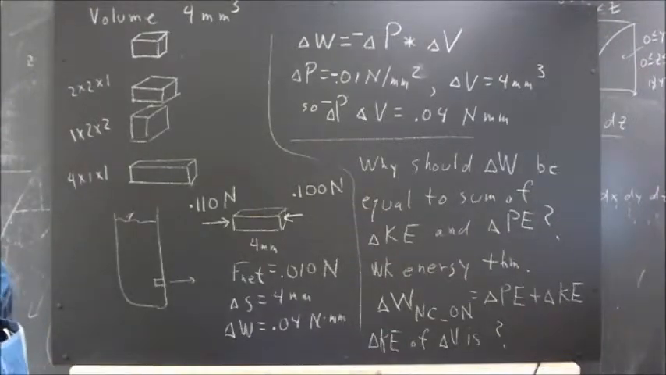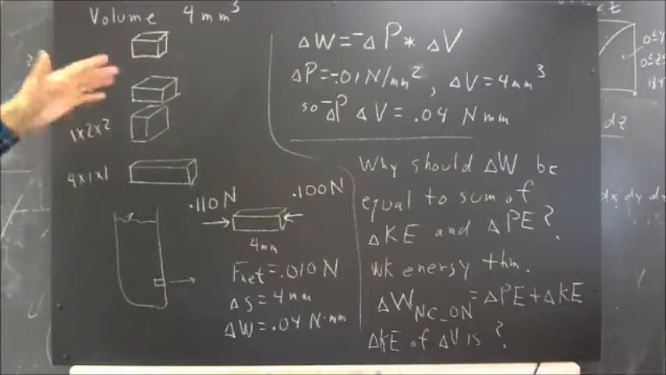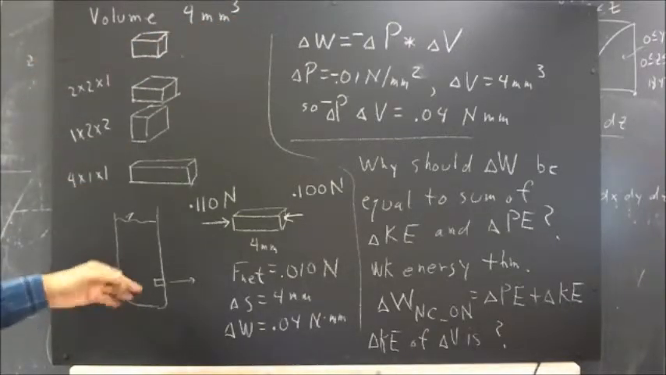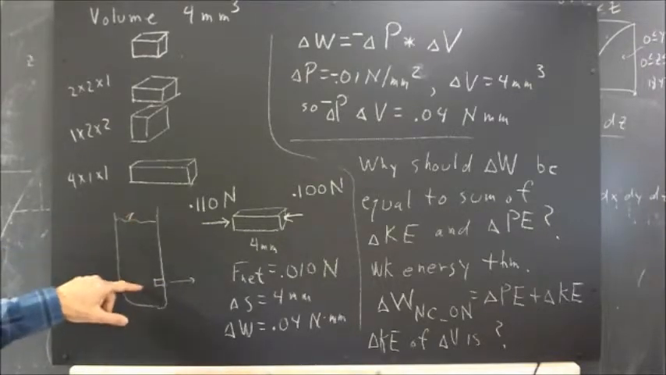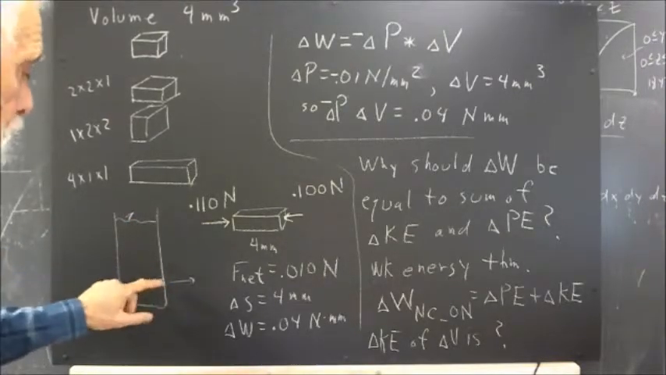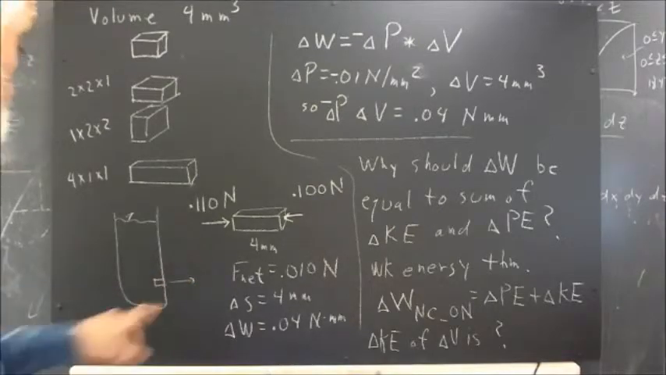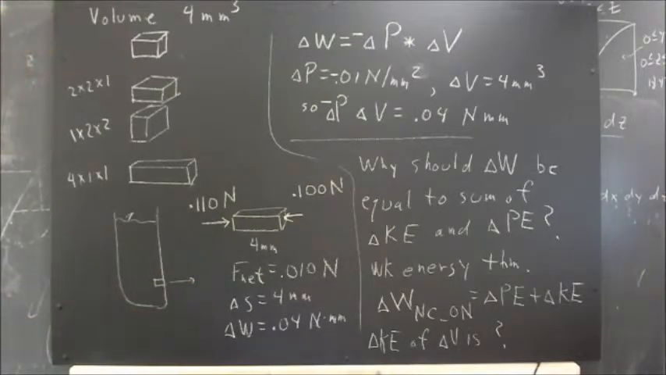Next question involves a 4 cubic millimeter volume being expelled from the pressure inside some body of water to the outside where the pressure is equal to the atmospheric pressure. Okay, so that's the kind of situation we're talking about.